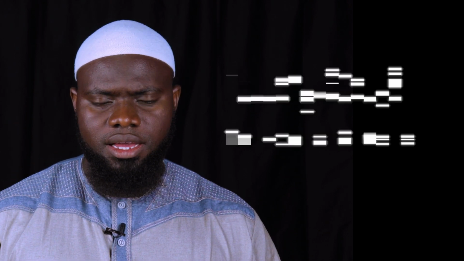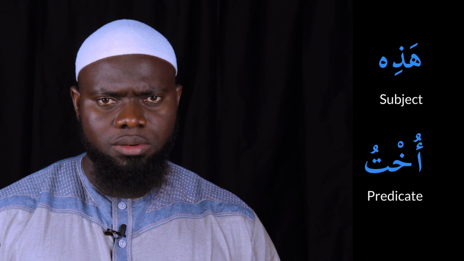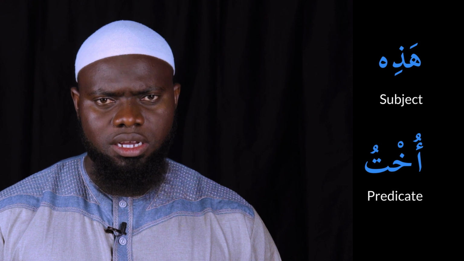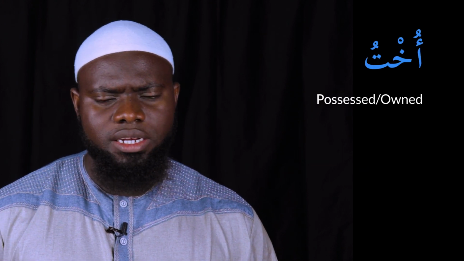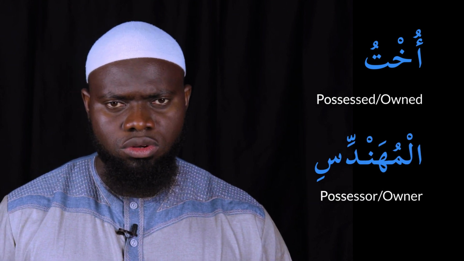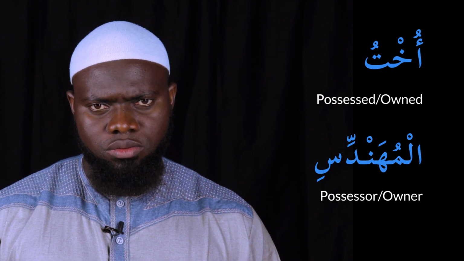So hadhihi ukhtul muhandisi, it is an example of Jumlatul Ismiya. Hadhihi is ismul ishara, but it is the mubtada. The mubtada is the subject of the sentence. Ukhtu is the khabar, it is the predicate, wa huwa mudafun. Al muhandisi is mudafun ilayhi. Mudafun ilayhi is always majroor, and mudafun is always marfu', marfu'un bil dhamma, and then majroorun bil kasra.